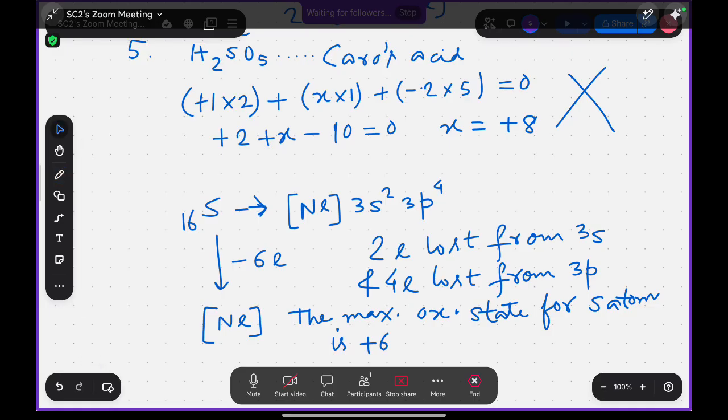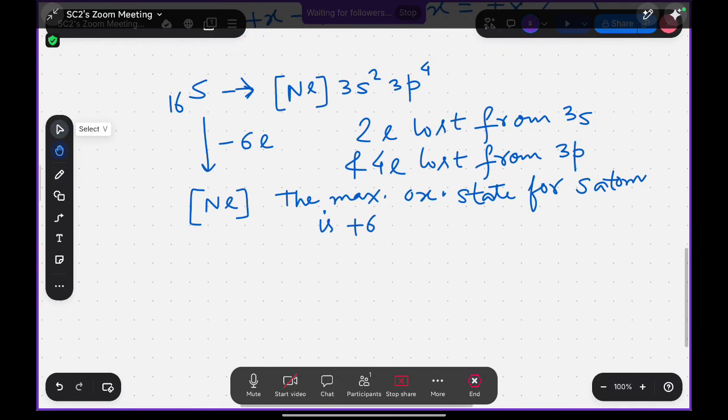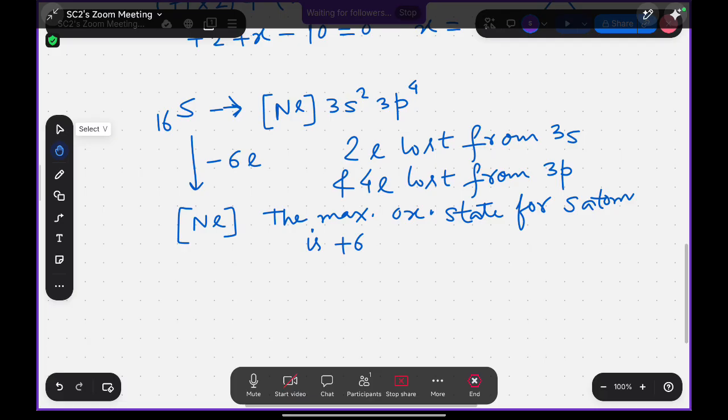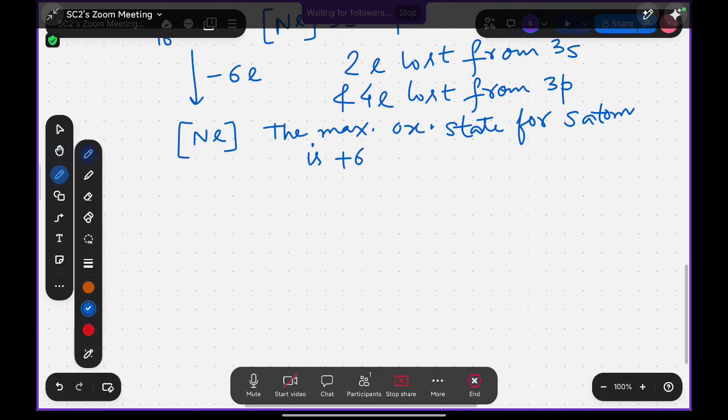So what to do for that? Is my calculation wrong? No, my calculation is correct. Then what to do? Because it cannot be +8. It can be +6 or less than that, but not more than +6. That means for that we need to know the structure. The structure for Caro's acid is somewhat like this. There are 2 hydrogen atoms.